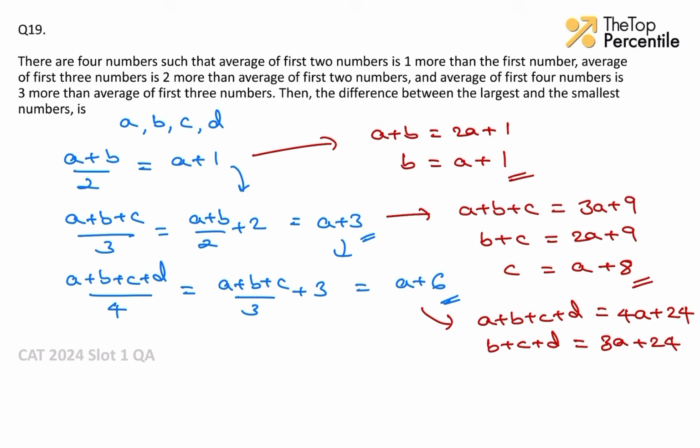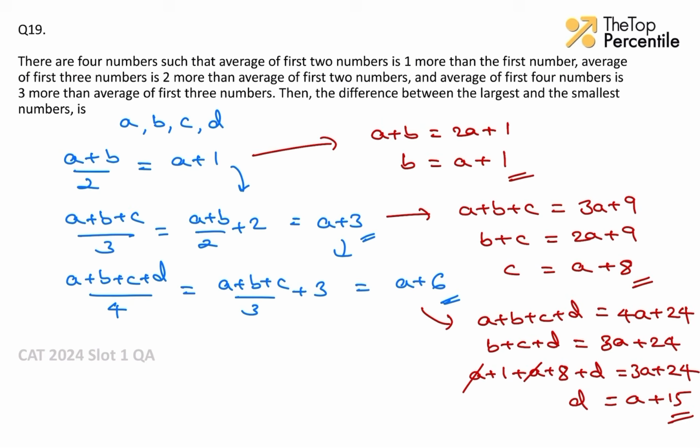I know B is A plus 1, C is A plus 8, plus D, this will be 3A plus 24. A will cancel out, and 3A minus 2A will give me A. 8 plus 1 is 9. 24 minus 9 will give me 15. This will be plus 15. So I have B, C, and D.